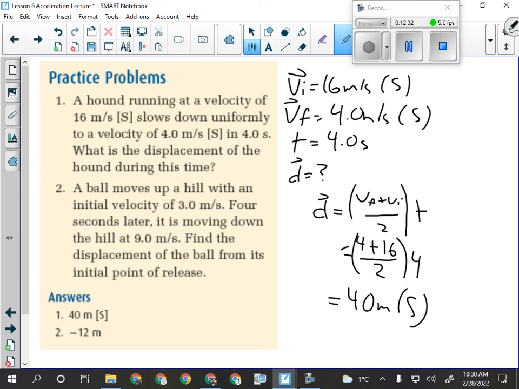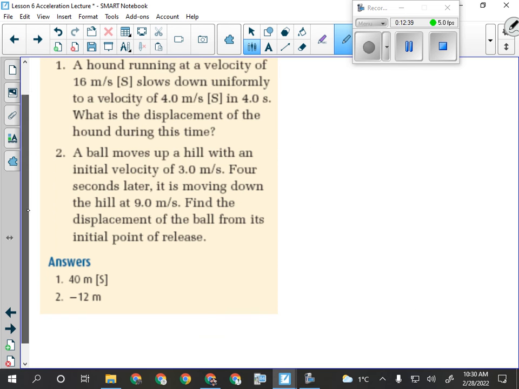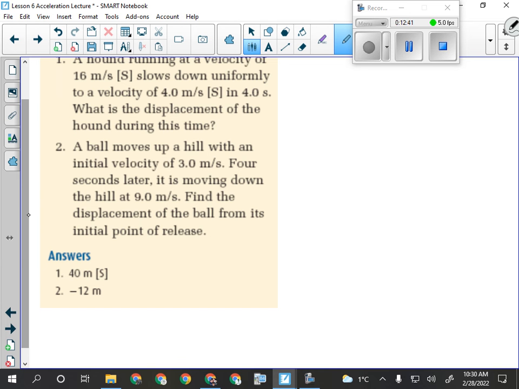Okay, how are we doing on number 2? Need to go over that one too? Yeah. All right, now, number 2, we have a direction change. That's the key thing to watch for here. First part of this, up the hill. Second part of this, down the hill. How do I represent those mathematically? Positive and negative.